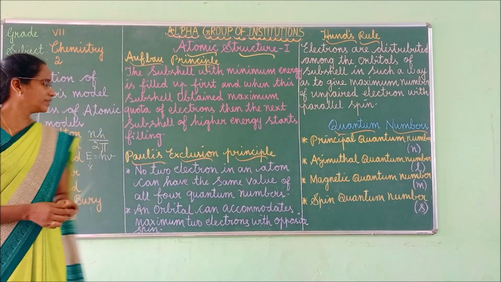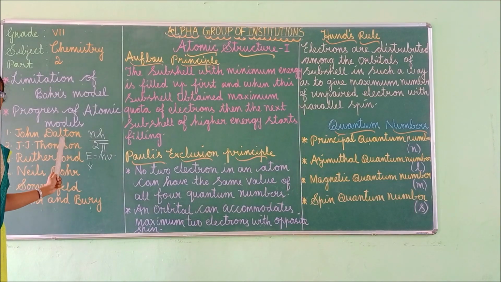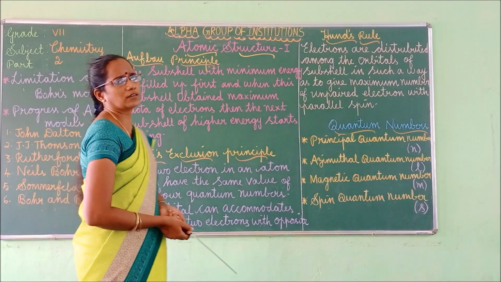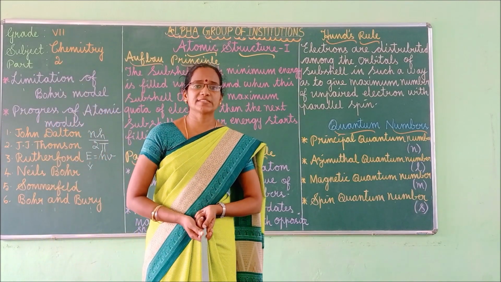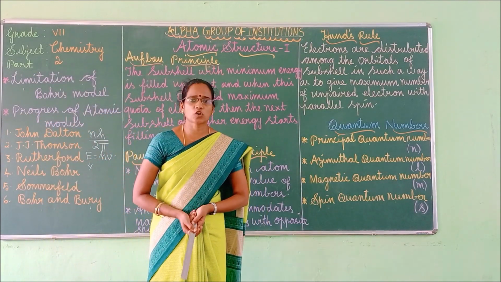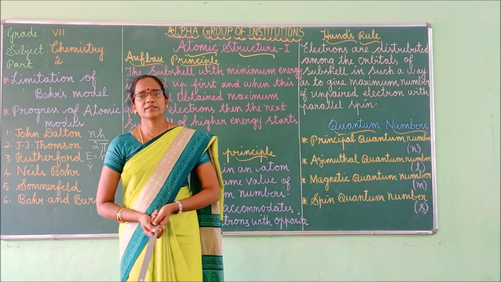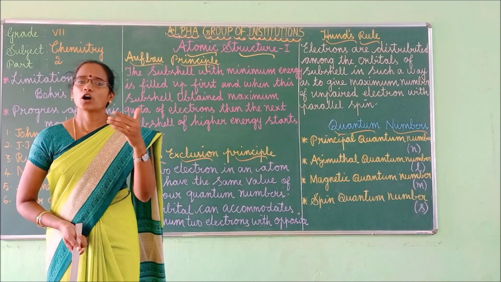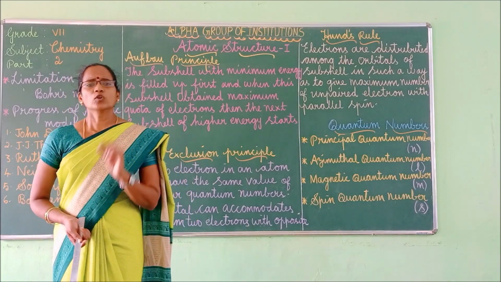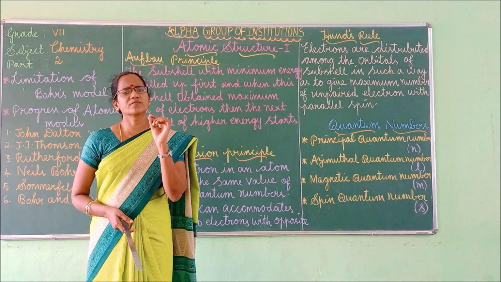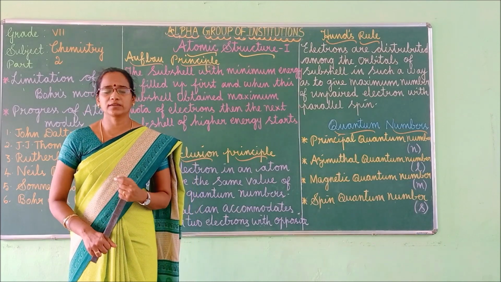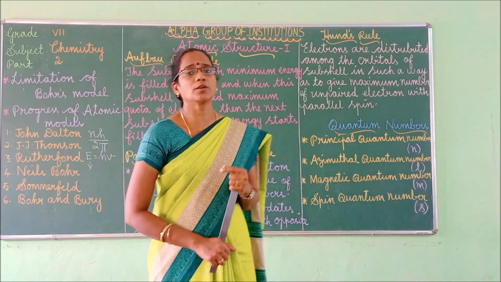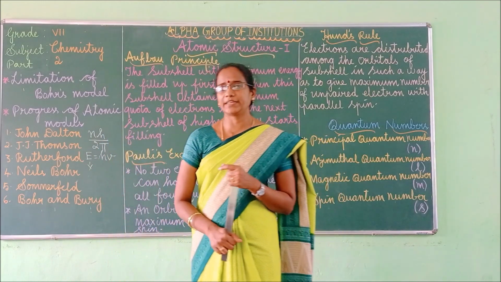First one, we will see John Dalton's atomic model. John Dalton was a famous English physicist, chemist and meteorologist. Meteorologist means one who is well versed in weather forecasting. Okay, so John Dalton is well known for his atomic theory. In 1803, John Dalton proposed his atomic theory.